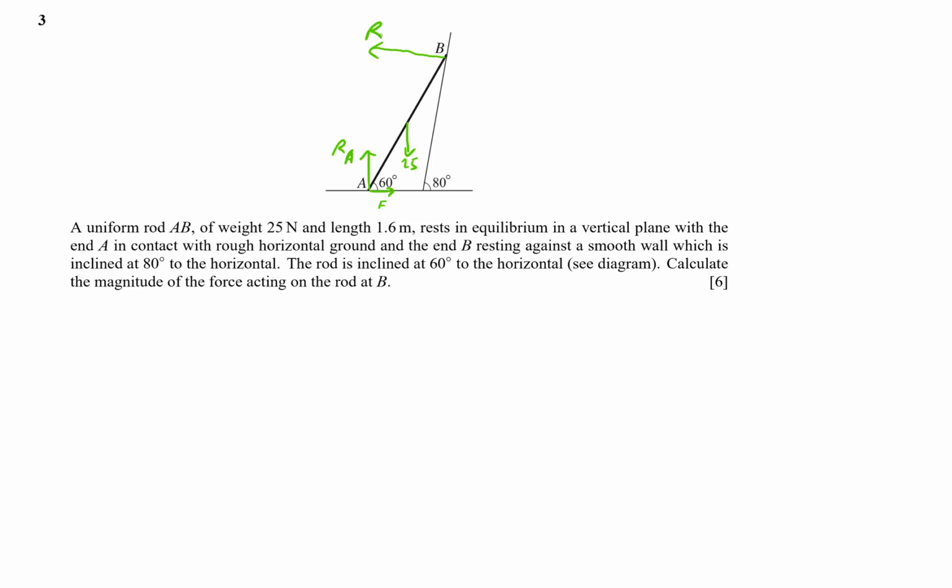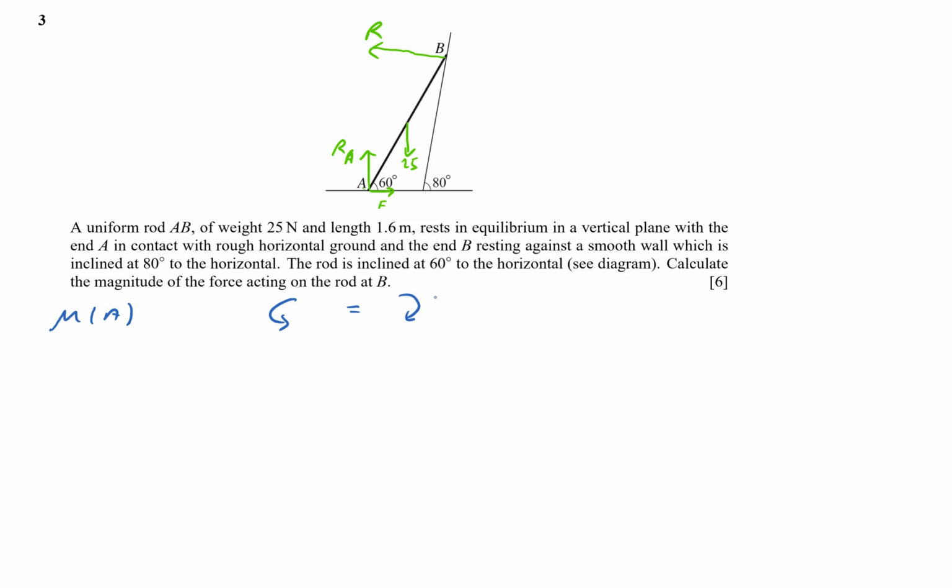And 60 degrees. I think that's pretty much where we are. I want to calculate this R here. So it could be moments, it could be resolving. If I resolve, I've got lots of these forces here. If I take moments about A, then F and RA both go through A, so I won't get those. So I want to take moments about A, and I'm going to get the anti-clockwise moments equals the clockwise moments.